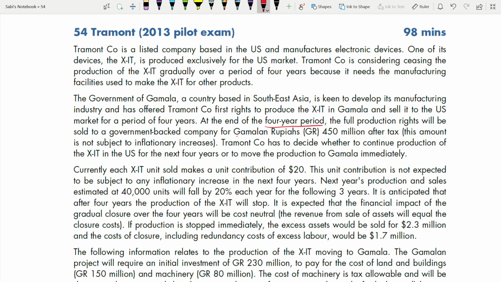Okay, full production rights will be sold to a government-backed company. This amount is not subject to inflationary increases, so you don't have to inflate this.